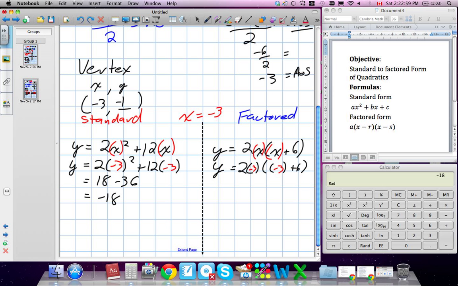Just going to double check with my factored form. y is equal to 2 times negative 3, which is negative 6. Negative 3 plus 6 is going to be what?